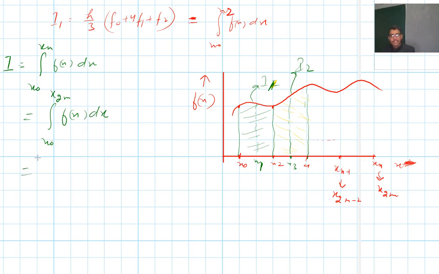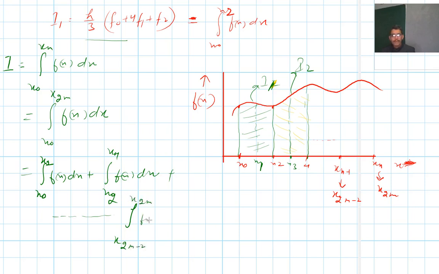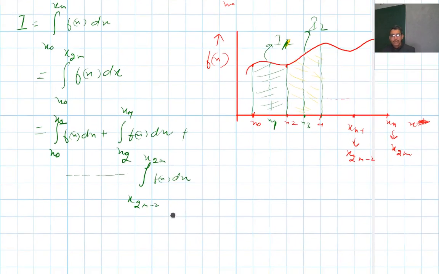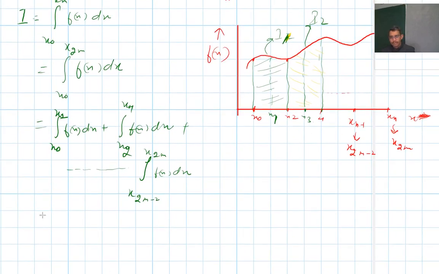Let us split this integral. The first integral is x0 to x2, where we have to use this formula. Similarly, in the next region it is x2 to x4, f of x dx, plus, and so on. The last integral will be x of 2m minus 2 to x of 2m, f of x dx. This is the last integral which we want to determine.